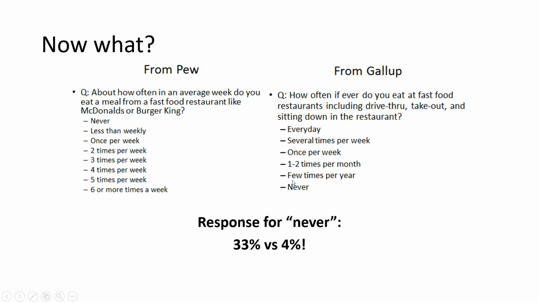Now let's see them side by side. Notice how they're a bit different. What do you think happened? So when I got the response for never, from Pew I got 33% never eat fast food versus 4% never eat fast food from Gallup. So you can imagine the primary reason that we see this large range of never having fast food is the way they structured the question and the words they use. Look at the ways each question and the responses can produce very different answers.